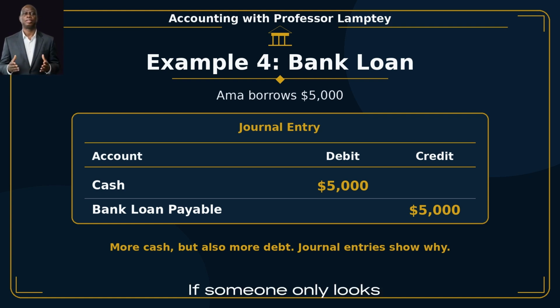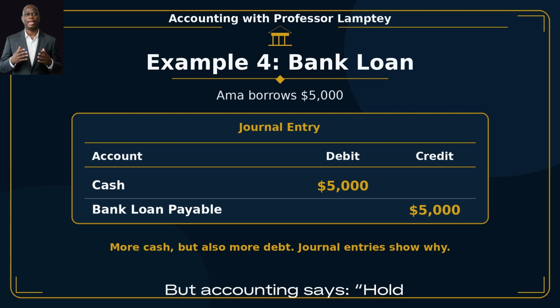If someone only looks at the cash balance, they may think the business is stronger. But accounting says, hold on, where did that cash come from? If it came from a loan, then cash increased, but debt also increased. That is why journal entries matter. They do not just show what changed, they show why it changed.